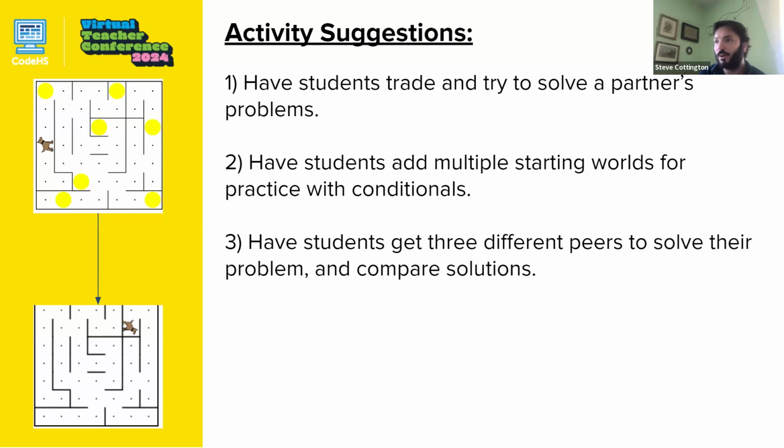Have students trade and try to solve partners' problems. Number 2, you can add multiple starting worlds, and that's how they can practice the conditionals. And then having students grade, like I said, they had to go around and get 3 different peers to solve their problem. It was cool because they would see that other people solve their problems in different ways. So you get the practice of seeing multiple steps to a solution that we love in computer science. Kids can see how they maybe had an idea in their head of how something was going to be solved, but then they saw their peers do it too.